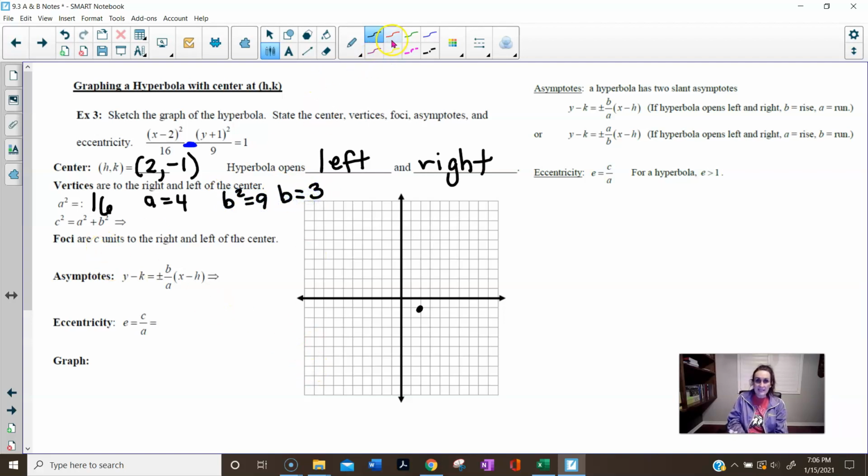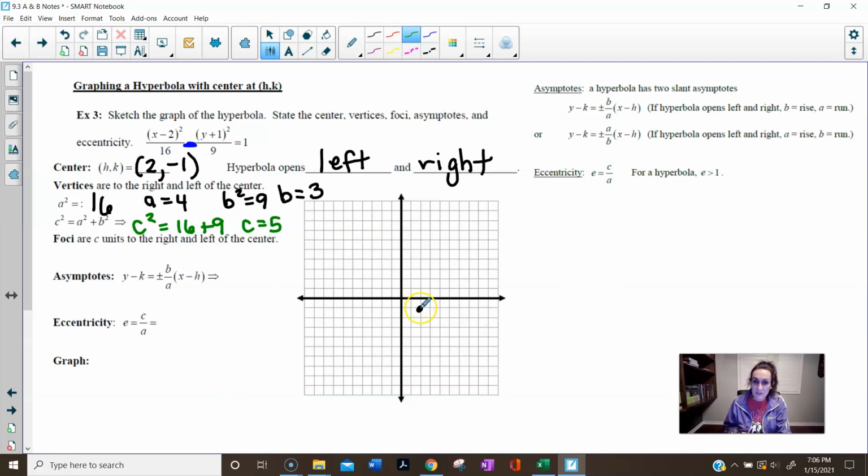How do you find the foci? c squared equals a squared plus b squared. So c squared is equal to 16 plus 9. Basically, you add these two numbers on the bottom of those fractions together. So c squared is equal to 25. The square root of 25 is 5. So c is 5. The foci are c units to the right and left of the center.